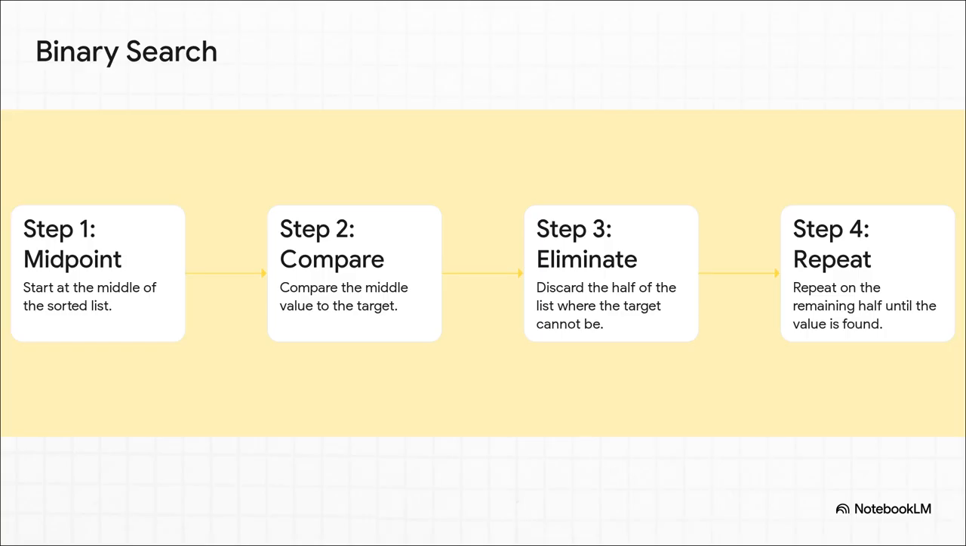Instead of starting at the beginning, you jump straight to the middle of the list, and you ask one simple question. Is the number I'm looking for higher or lower than this one? And just like that, boom, you've just eliminated half of the list in a single step. You just keep doing that, cutting the problem in half, over and over again.